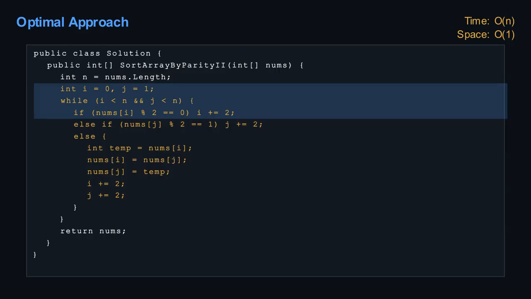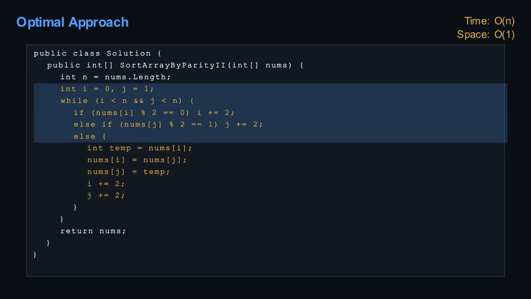Our J pointer will always look for an odd number that's in an even position. It will start at position 1 and jump 2 steps at a time, looking only at odd positions, 1, 3, 5, and so on. We start with I at 0 and J at 1. We will keep moving these pointers as long as they are within the bounds of our array.